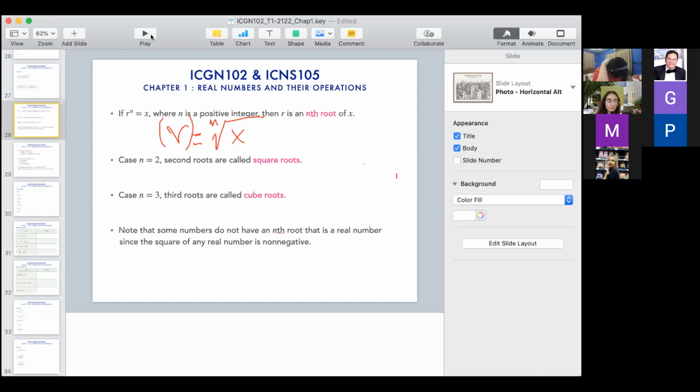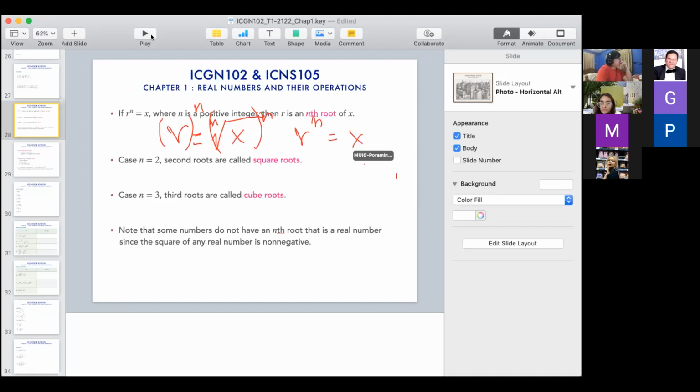Oh, okay, thanks for telling me. So r is the nth root of x. That means you can write it as r equals the nth root of x. If you take the power n on both sides, then you get r to the n equals x as well.